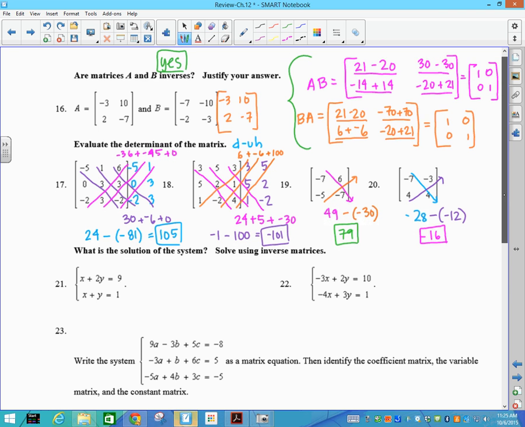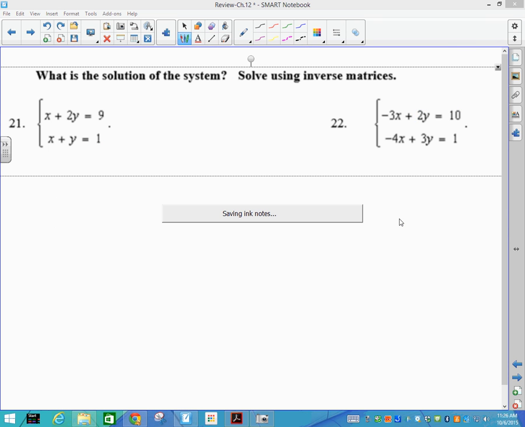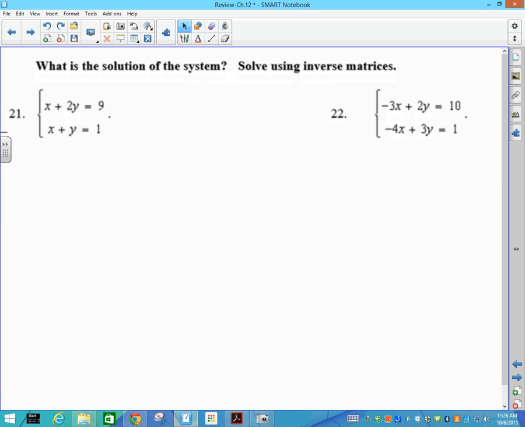Okay, now what is the solution to the system? Solve using inverse matrices. So again, let's see if I can do a better job of copying and taking this to a new page. And I will do these on another screen. Let's see how that looks. That looks better than the first one. Okay, so number 21. To solve the solution, we're supposed to solve using inverse matrices.